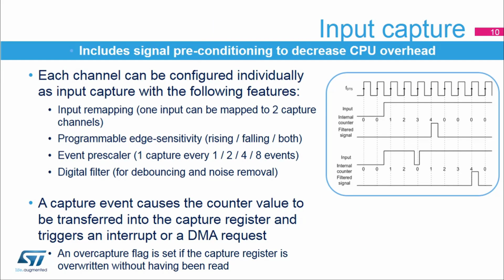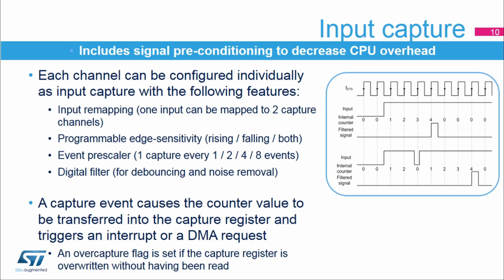This slide describes the input capture features. Each channel can be individually configured as an input capture with a number of signal conditioning options. An input can be mapped on two capture channels, typically to differentiate rising edge from falling edge capture. The edge sensitivity is programmable and can be rising edge, falling edge, or both edges.